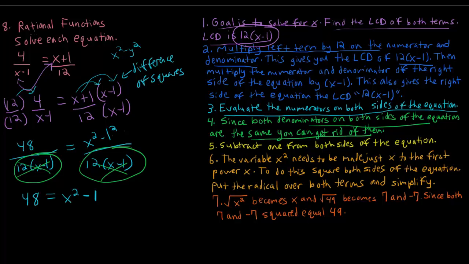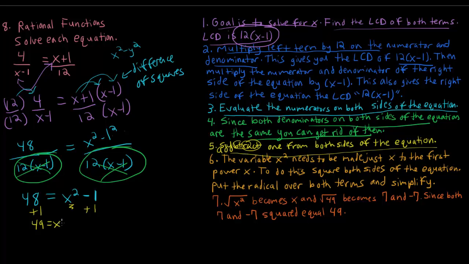Now for step 5, again we're solving for x, so we want to add 1 to both sides of the equation. We're trying to get x by itself, so plus 1, plus 1. This right here should actually say add 1 to both sides of the equation. So if we add 1 on both sides, we end up with 49 equals x squared.